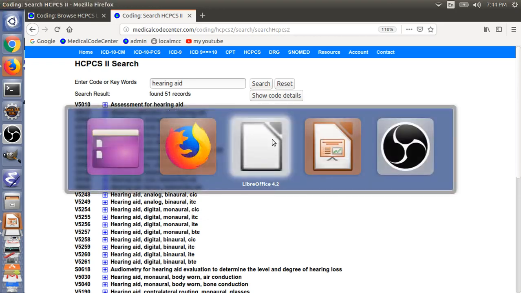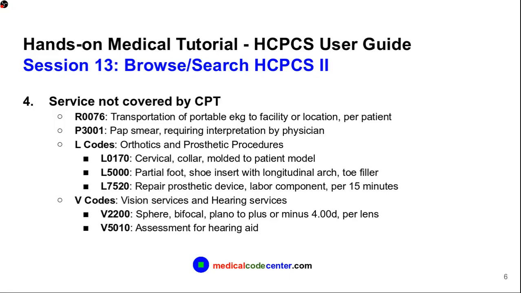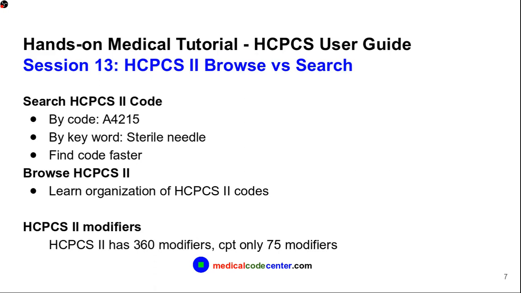I think we have covered all the code samples here. So finally, I will just show you the HCPCS browse versus search functionality. In search, as we can see, you can search by the code, for example, A4215, or you can search by the keyword sterile needle, and then you can find the code much faster. And then you can also use the browse functionality. For the browse HCPCS level 2, you can learn the organization of HCPCS 2 codes. So it has A codes, B codes, D codes for dental, and then L codes for the orthotics and prosthetic procedures, and then V codes, etc.